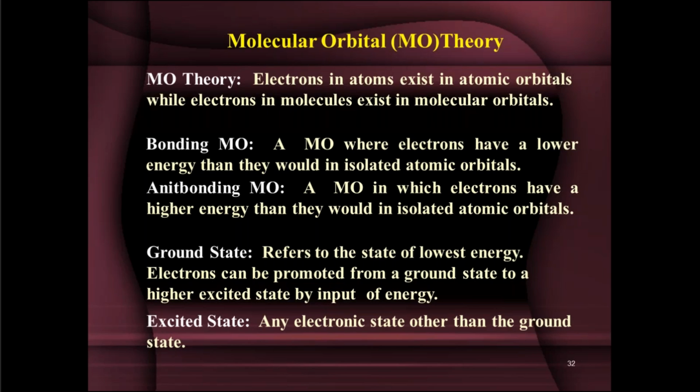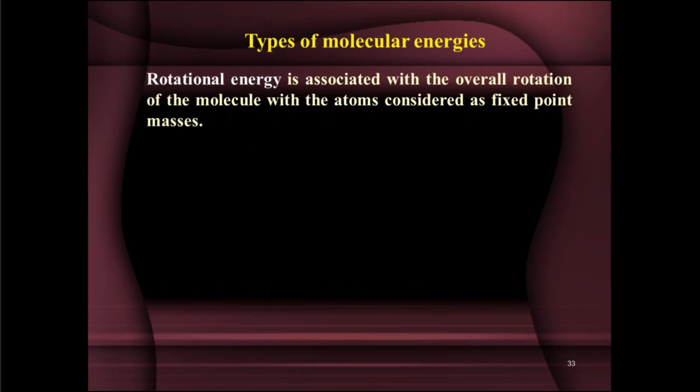So what's an excited state? Any electronic state other than the ground state, because it refers to a higher energy state. The lowest energy state is the ground state. So any electronic state other than the ground state is the excited state.